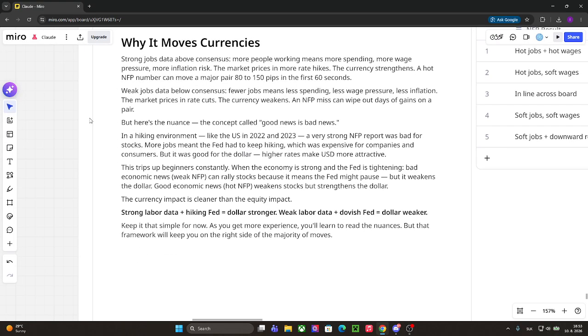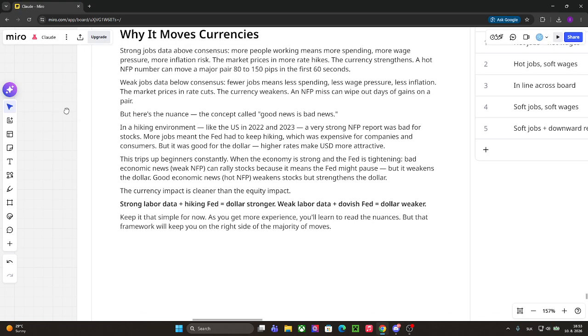But here's the nuance. The concept called good news is bad news. In a hiking environment like the US in 2022 and 2023, a very strong NFP report was bad for stocks. More jobs meant the Fed had to keep hiking, which was expensive for companies and consumers. But it was good for the dollar. Higher rates make USD more attractive. This trips up beginners constantly.